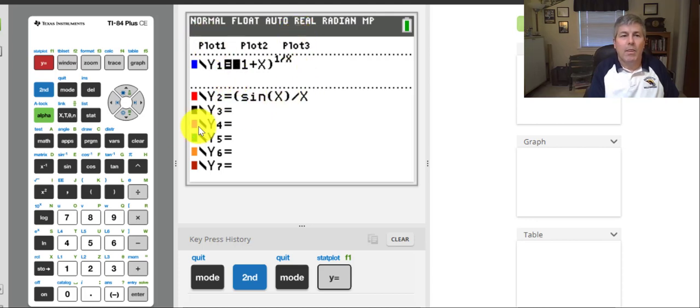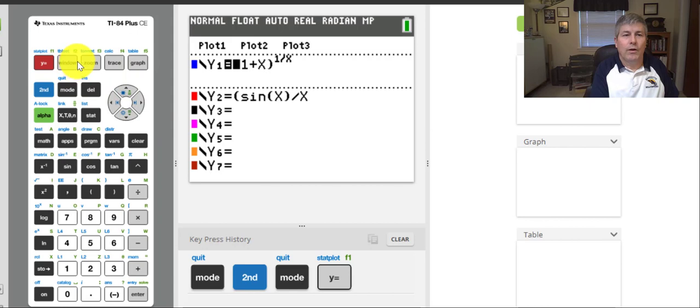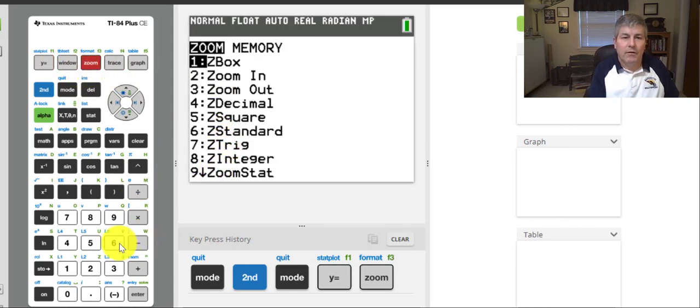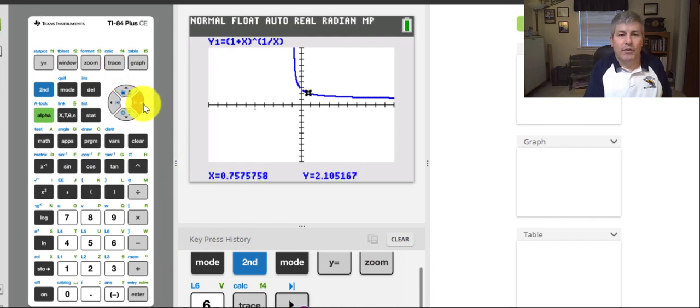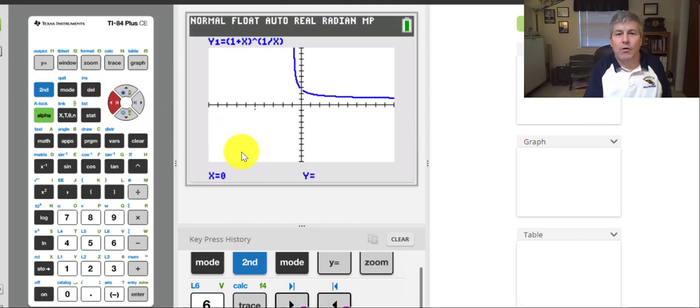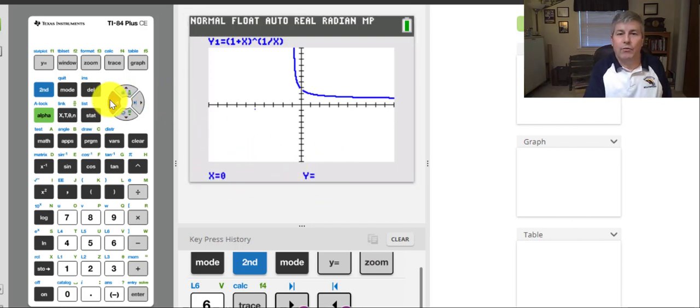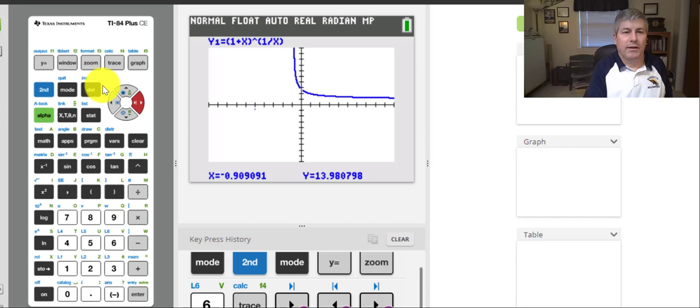My plots are off. And let's take a look at this in just the standard window. We'll just do zoom standard, and it gives us a nice graph of our function. Now we could trace our function using the trace key and explore some things here. So we've got some x and y values at the bottom of the screen. And you may notice when the value of x is 0, we get a blank value for y. So we don't have a y value, or the function is undefined. It appears at x equals 0. And apparently it's undefined in a variety of places there.